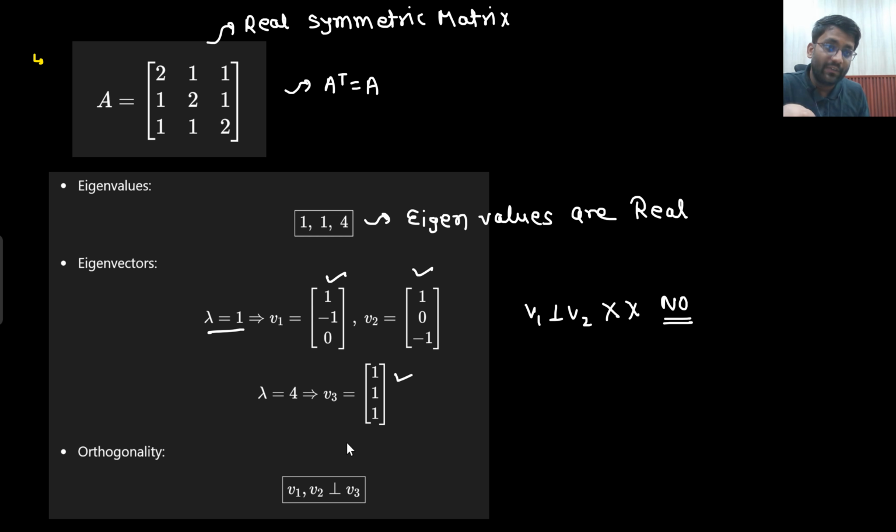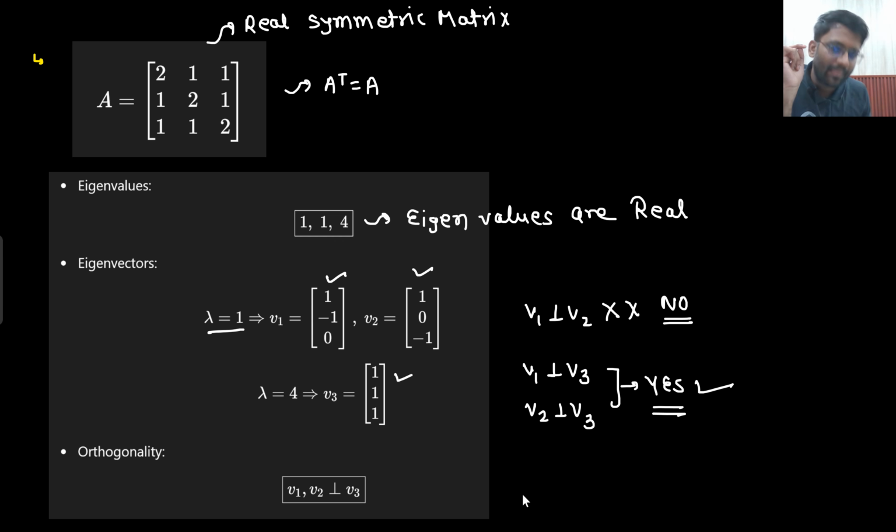Eigenvectors corresponding to different eigenvalues should be perpendicular. That means v1 should be perpendicular to v3. Yes. v2 should be perpendicular to v3. Yes. You can say 1 into 1, 1, minus 1 into 1, minus 1. 1 minus 1 will be 0. 1 into 1, 1. 0 into 1, 0. Minus 1 into 1, minus 1, 0. So v1 and v3 are perpendicular, v2 and v3 are perpendicular, but v1 and v2 need not be perpendicular.